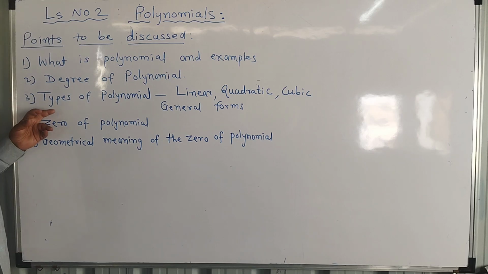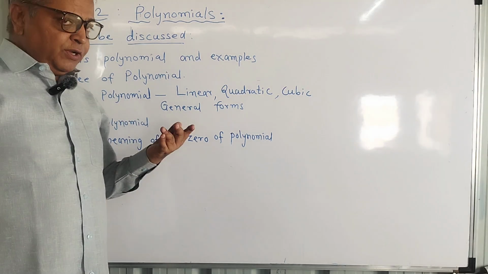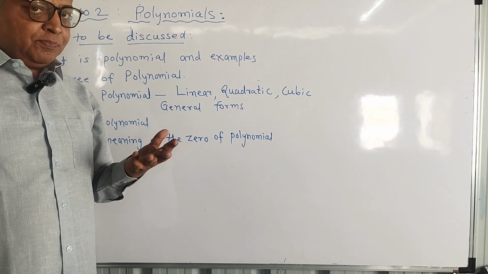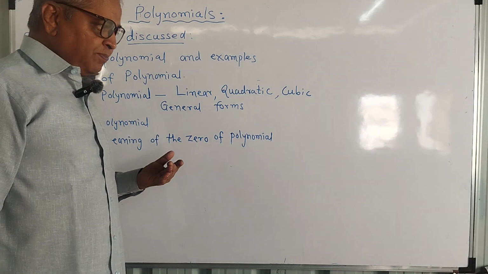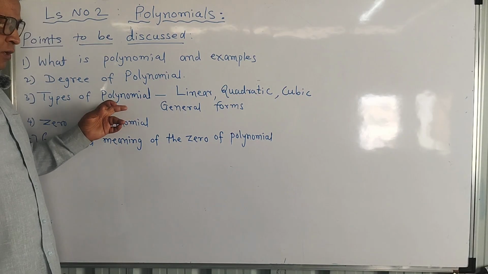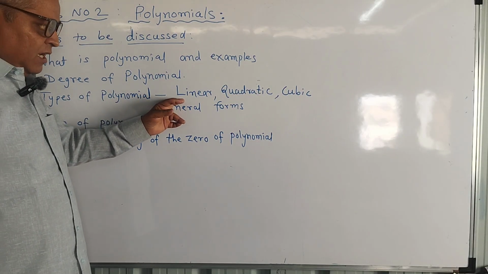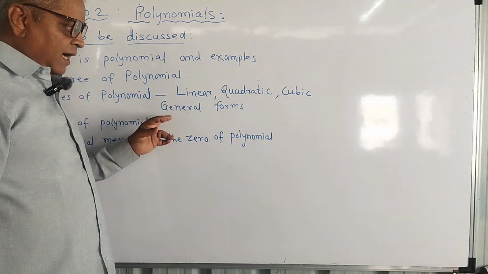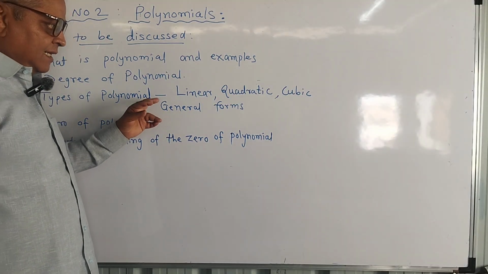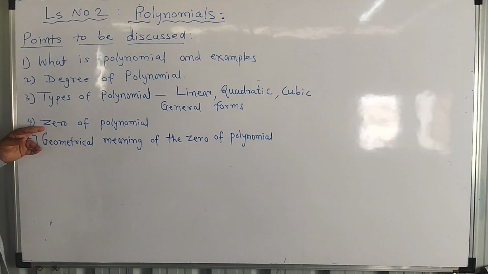Third thing is types of polynomial. Actually we know monomial, binomial and trinomial, but in this standard we need to learn linear polynomial, quadratic polynomial and cubic polynomial and their general forms. And then what is the zero of a polynomial, and the last point is the geometrical meaning of the zero of a polynomial. So first we will start with polynomial.